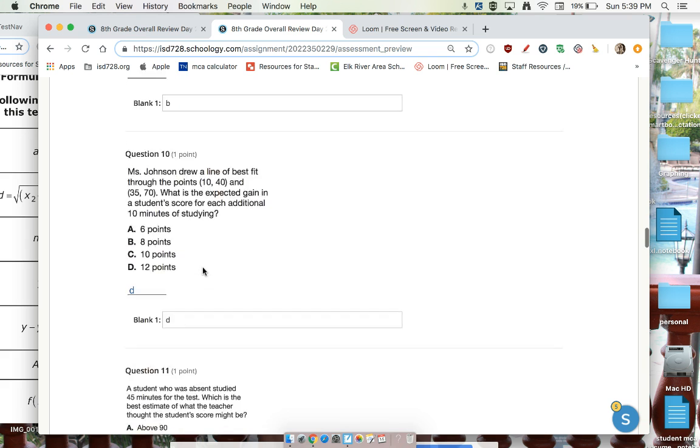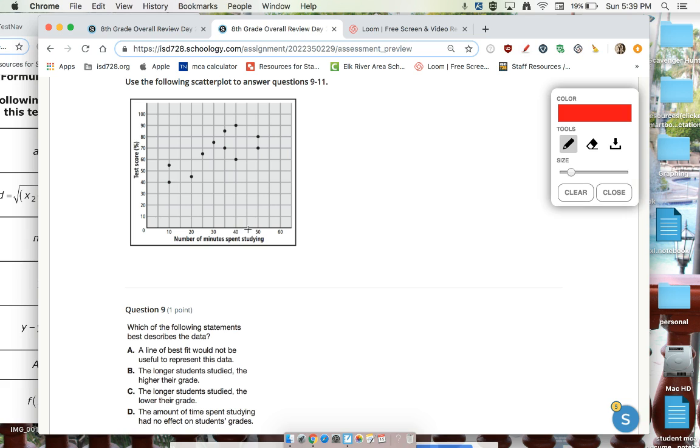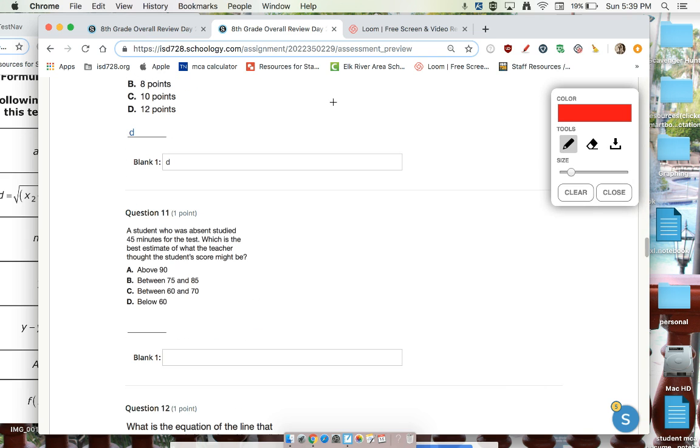So 45 minutes. I'm going back up to the graph. 45 minutes is right here. According to the line of best fit, because this is what the teacher made, so the teacher thinks kids are going to get this. So at 45 minutes, the teacher thinks he's going to get around 80, like in the 80 percentile. So I'm going to go back down.